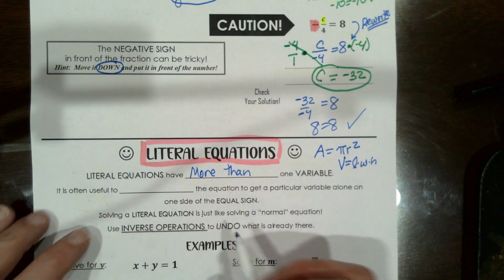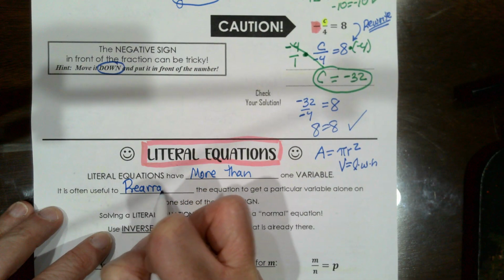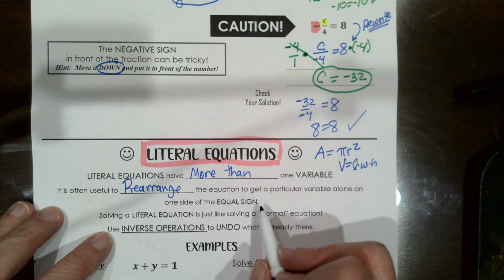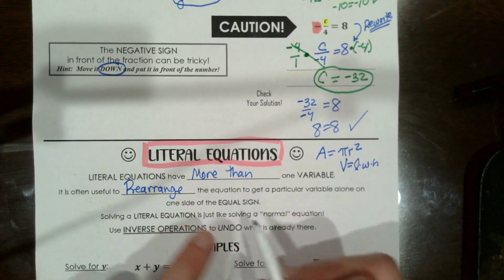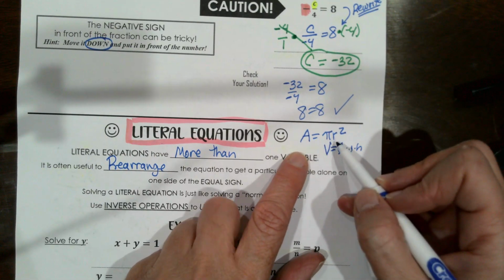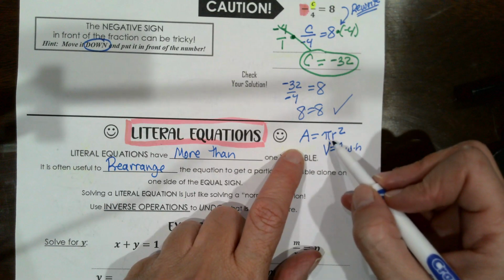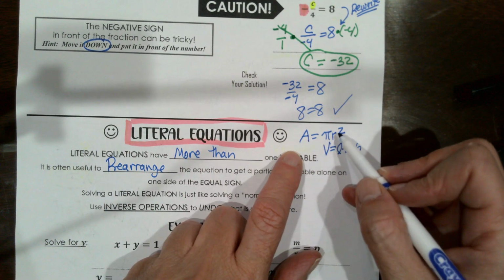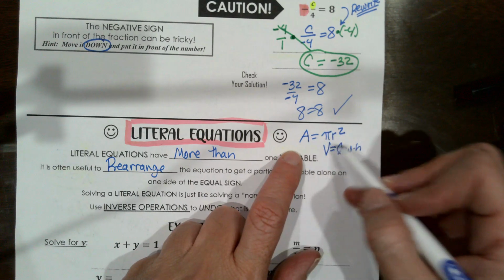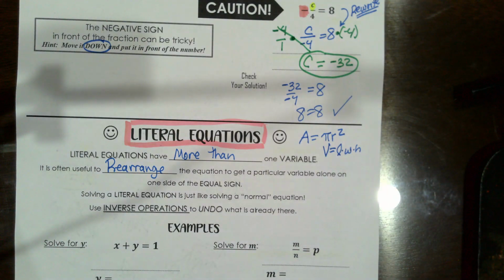And so it's often useful to rearrange them to get a particular variable alone on one side of the equal sign. So for example, if I look at this A equals pi r squared, I might already know what the area is, and I may be looking for the radius. And so this would be much easier to do if I just had the r all by itself. So sometimes we just rearrange that formula, okay?